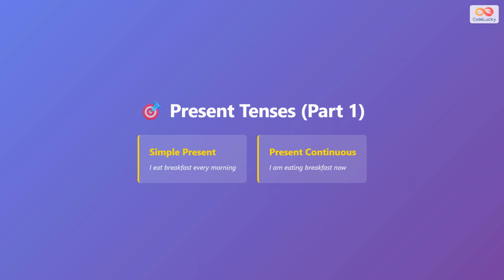The second tense is present continuous. We use present continuous for actions that are happening right now, at this moment. For example, I am eating breakfast now. This describes an action in progress.